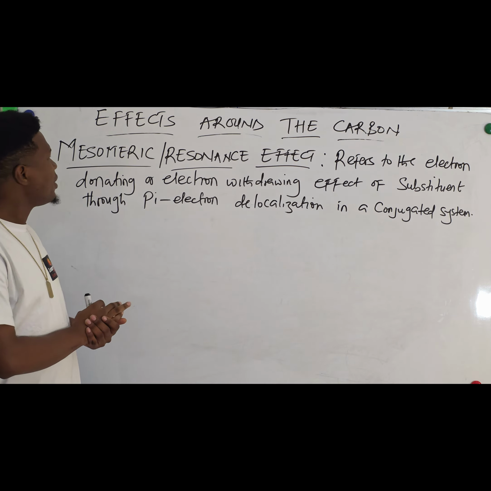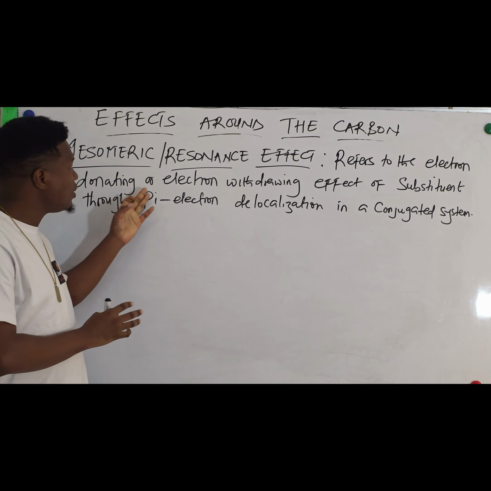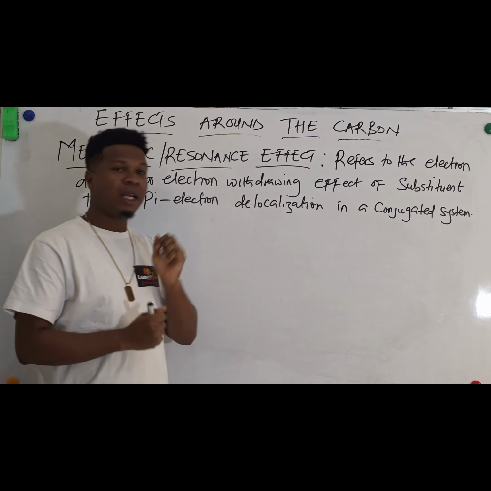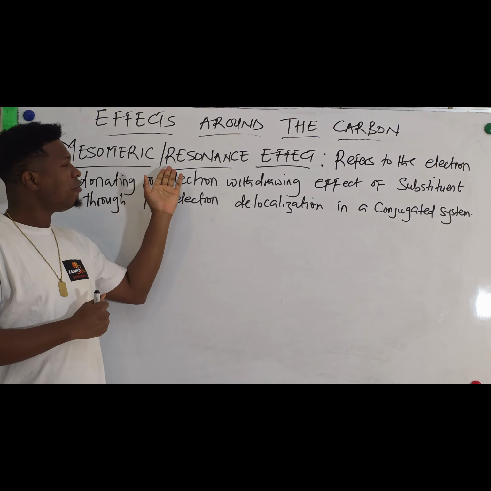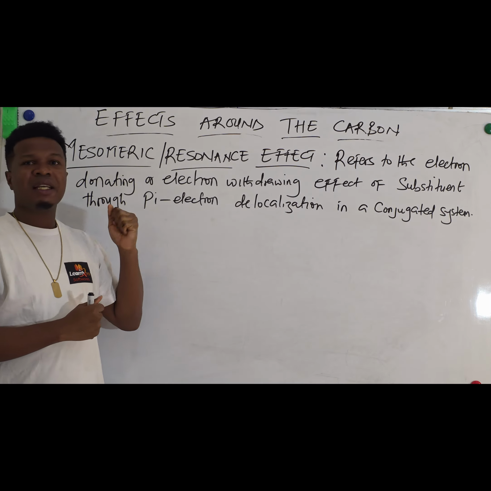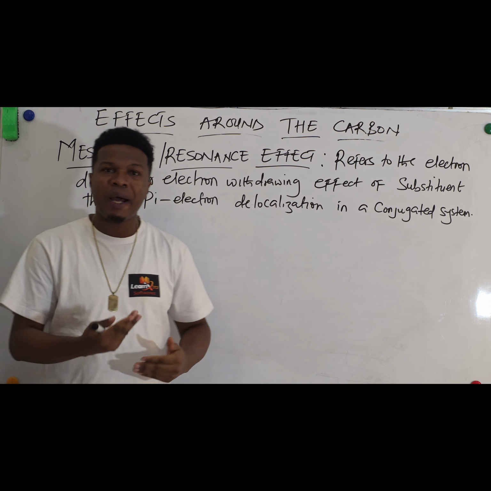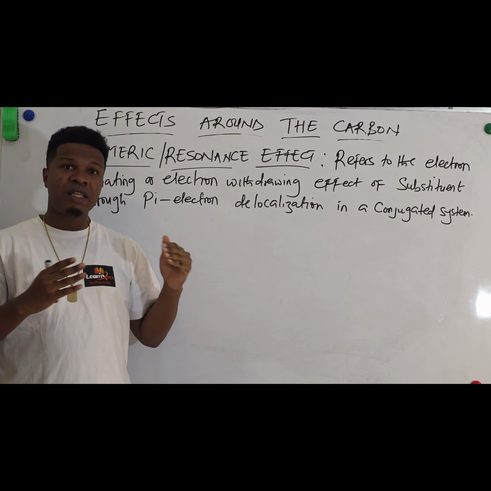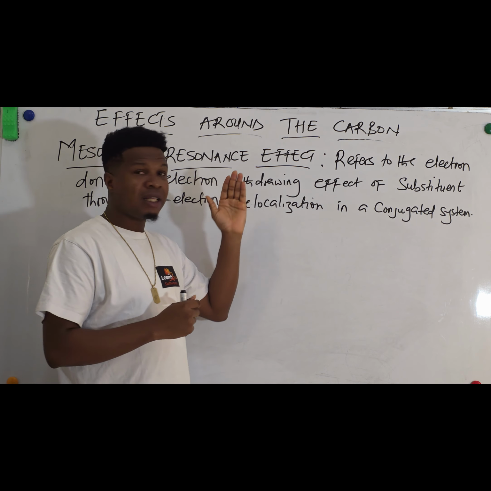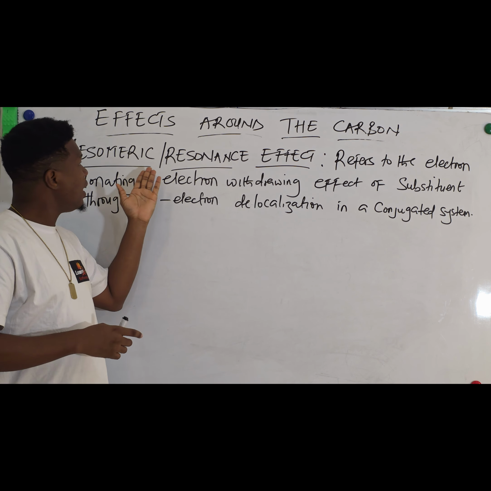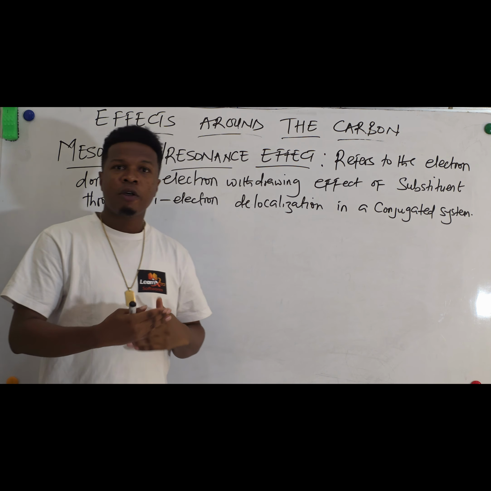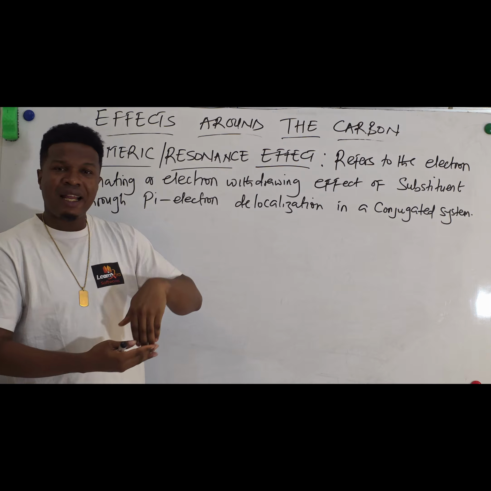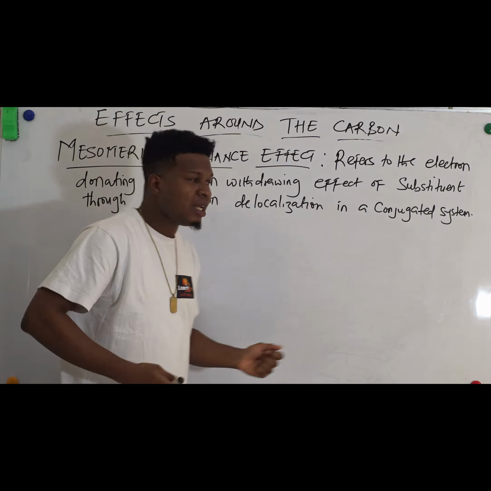Okay, so the mesomeric effect refers to the electron donating or electron withdrawing effect of substituents through pi electron delocalization in the conjugated system. So this mesomeric effect is as a result of what? Movement of what? Pi electron. Remember that the previous one we talked about is as a result of what? Sigma electron. So that's the inductive effect. For the resonance effect, it's as a result of what? Pi electron. And so this determines if a substituent can donate electron to the ring or withdraw electron from the ring.